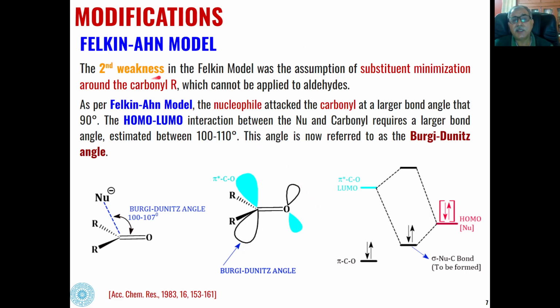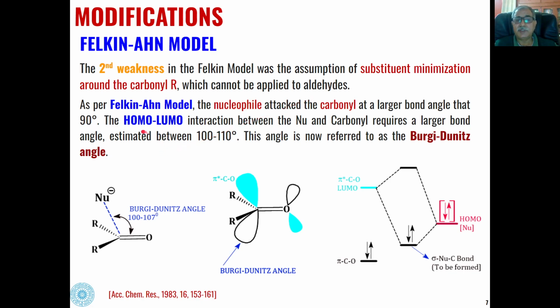Then the second weakness of the Cram model, as you have seen, is that the Cram model assumed substituent minimization around the carbonyl R, and when this is applied to aldehydes, it was found that the products with the Cram selectivity formed were actually the minor products, not the major products.